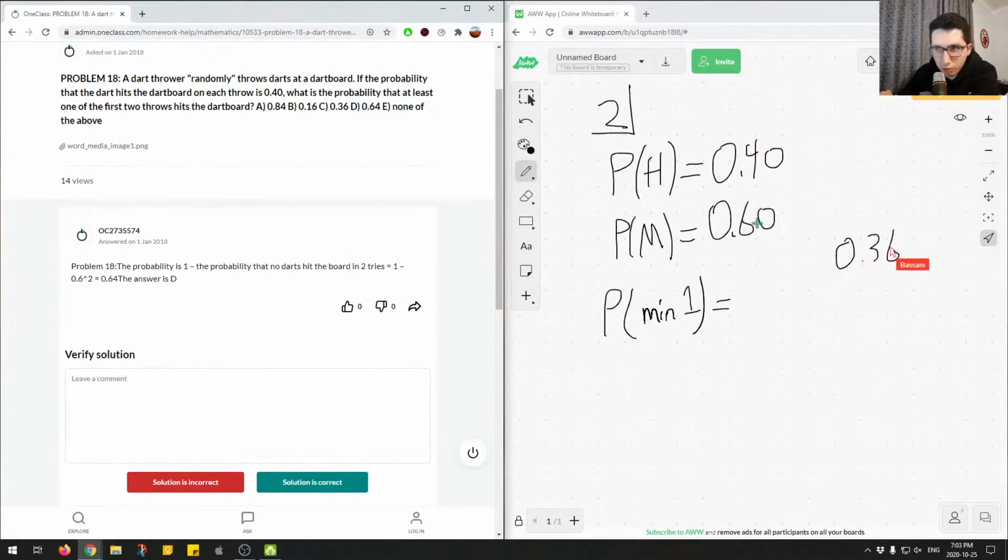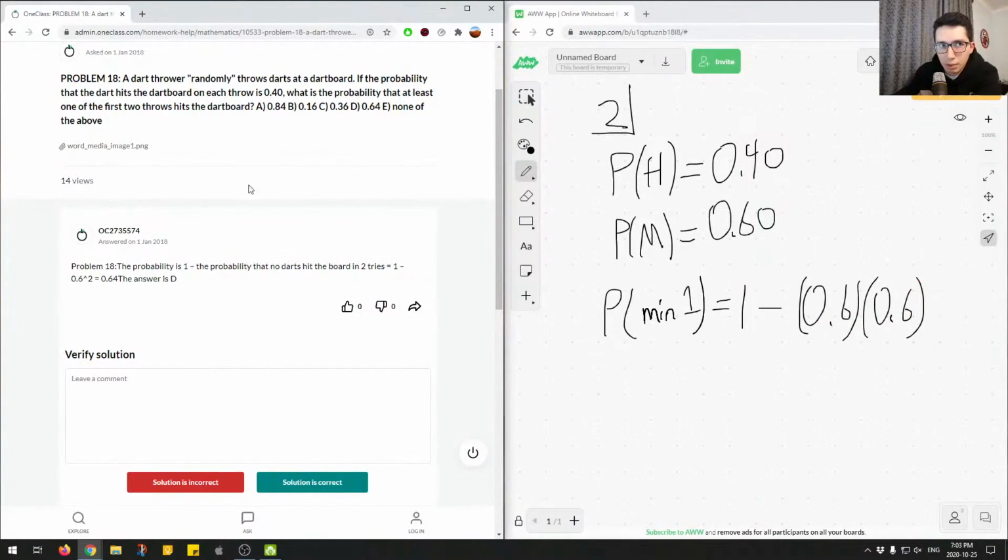But we're not looking for the probability of missing, of no hits at all. We're looking for the probability of at least 1 hit. So it will be the opposite of this. So that's why we have the 1 minus 0.6, which is the first throw, times 0.6, which is the second throw.